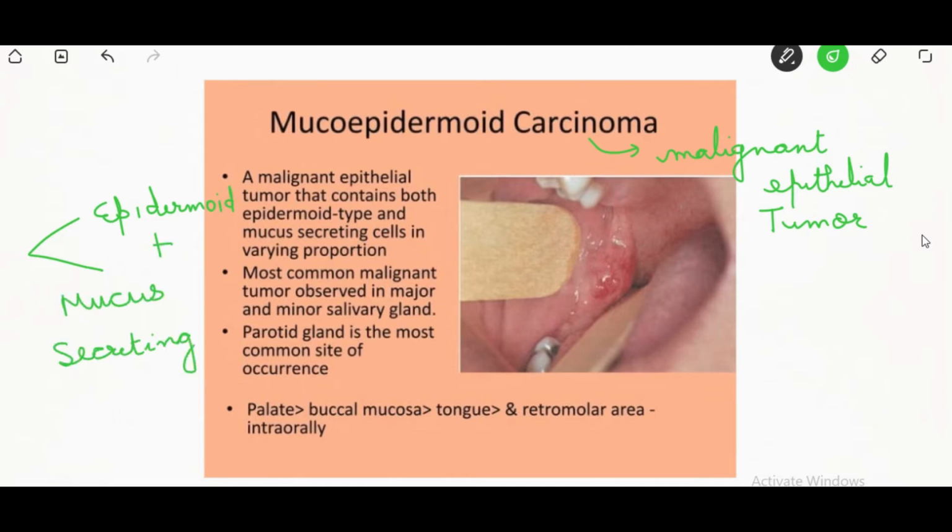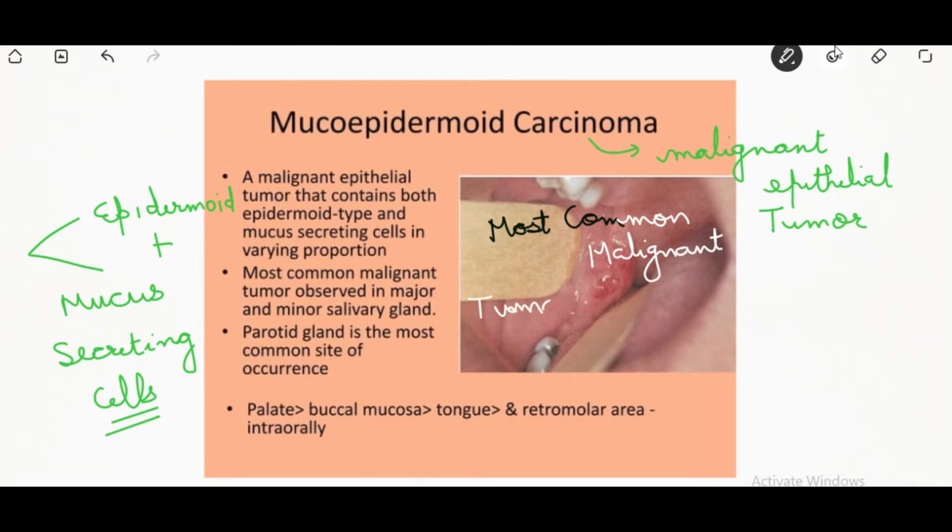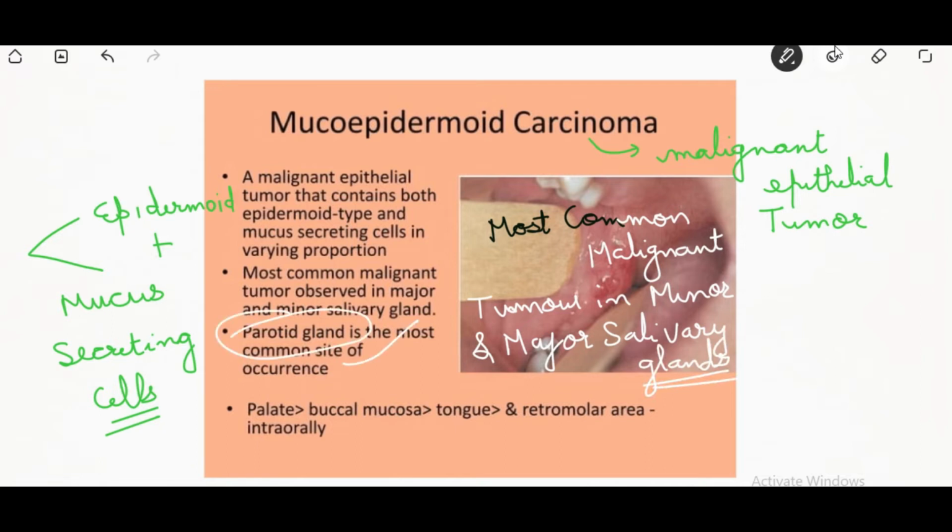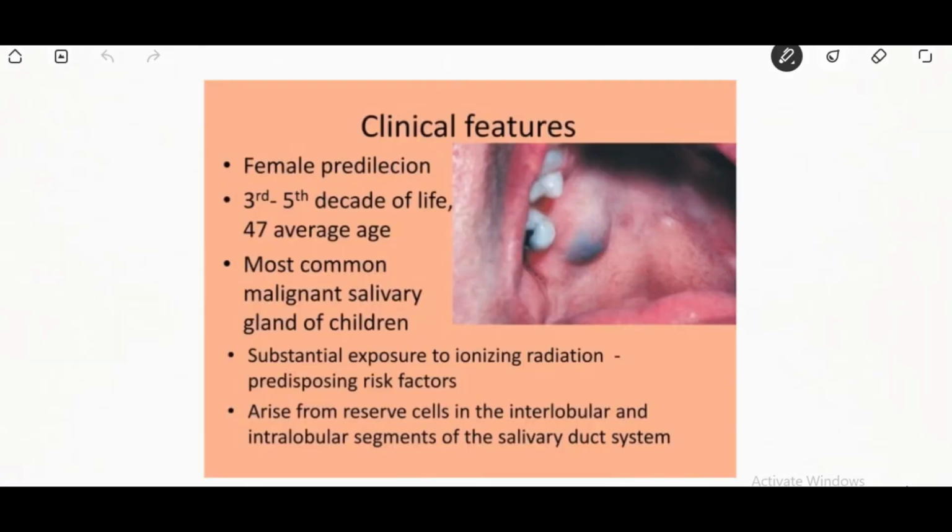It is the most common malignant neoplasm observed in major and minor salivary glands. The parotid gland is the most common site of occurrence. Intraorally, you will see the most common involvement site is the palate, then buccal mucosa, tongue, and retromolar area. It is generally seen more in females around the 3rd to 5th decade of life. Which one is the most common malignant salivary gland tumor of children? It's the mucoepidermoid carcinoma.